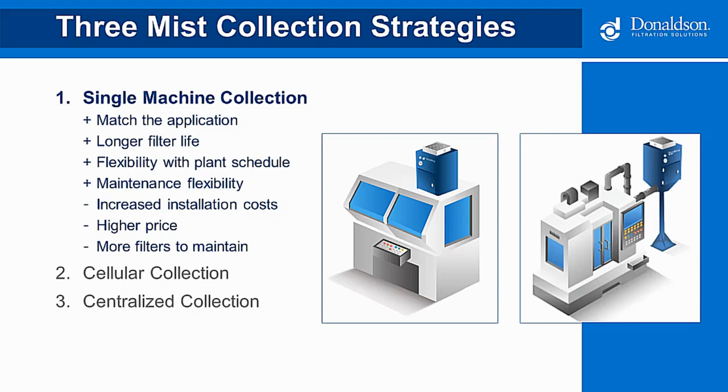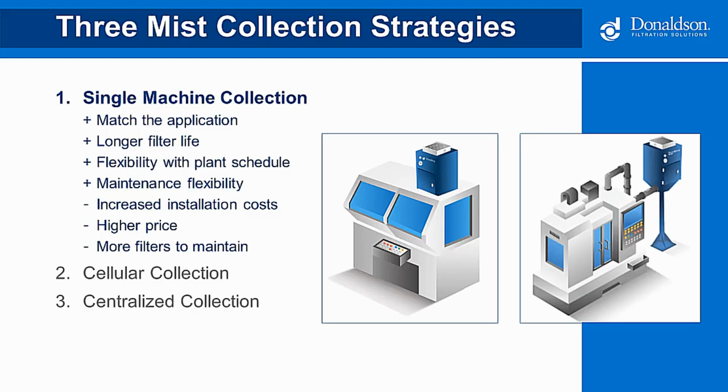So the first strategy involves a single machine connected to a dedicated mist collector. This is the most commonly used strategy because it allows flexibility in how the mist collector can be mounted. The mist collector can be mounted directly to the machining center, eliminating the need for ductwork, or in close proximity to the machining center using a short amount of ductwork. Some of the other advantages: you can match the application with the correct technology for the job. You have the ability to move the equipment as the process changes. That's a huge point right there for this strategy.